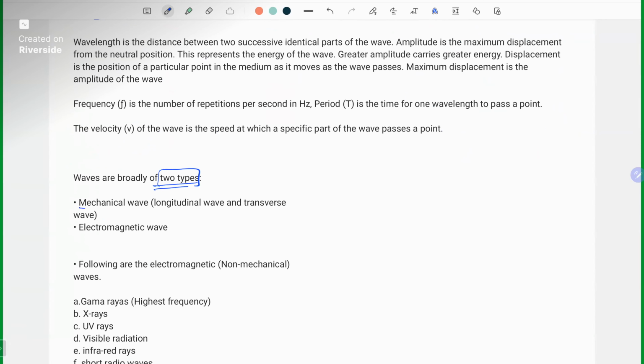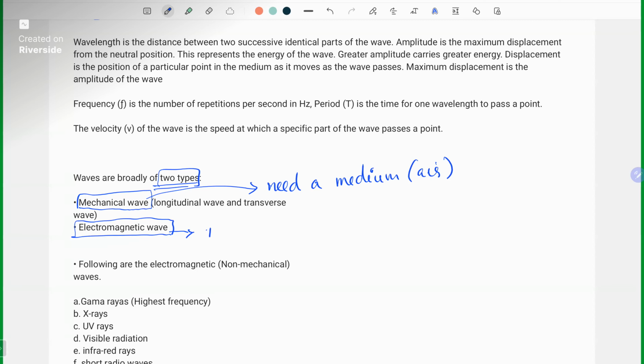Waves are of two types, mechanical wave and electromagnetic wave. See, mechanical wave will need a medium. Medium means air, water, a medium it requires. But electromagnetic waves do not require a medium. Even in vacuum, they can travel. And they basically travel by using electric and magnetic fields. That's why it is an electromagnetic wave. And first we'll go with mechanical wave.